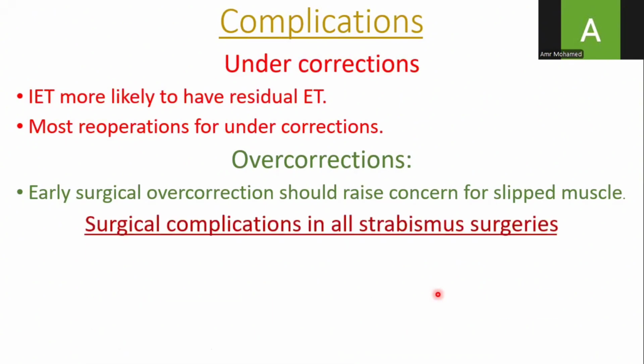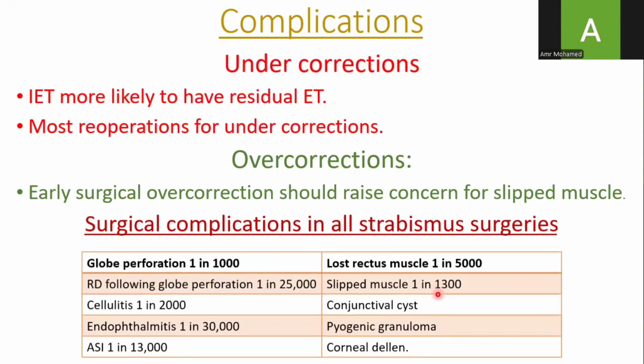Other surgical complications in all strabismus surgeries that you need to be familiar with: globe perforation, retinal detachment after globe perforation, cellulitis, endophthalmitis, anterior segment ischemia, lost muscle, slipped muscle, conjunctival cyst, pyogenic granuloma, and corneal dellen, especially in patients who have strabismus surgery with limbal incision.